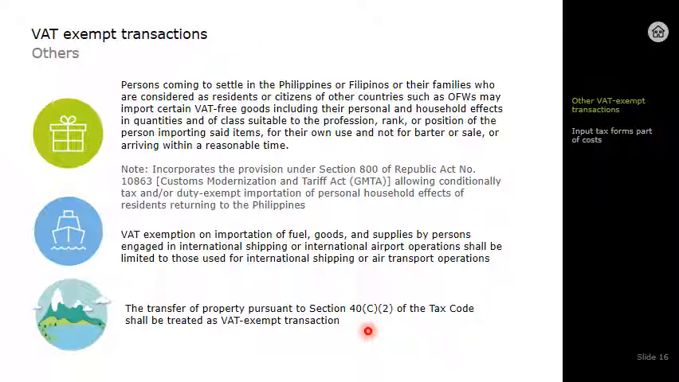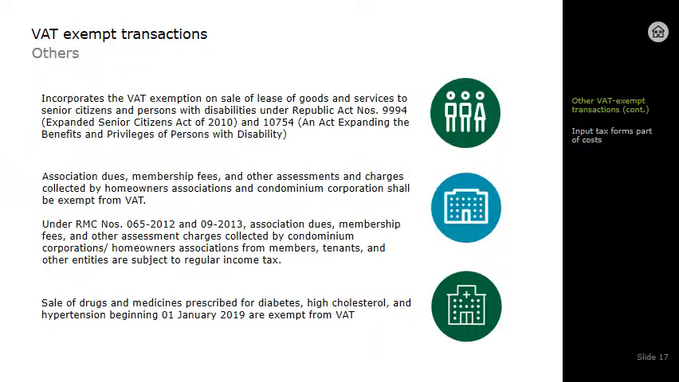Sabi, pag exempt sa income tax, sa capital gains tax, under 40C2, exempt din sa VAT. Ito yung sinasabi. Yan. Okay, bago yan. Bagong exemption yan. Introduced by the TRAIN law. Yan. Okay. Ano pa? Marami pang ibang exempt. Ito, nilagay din sa Section 109 yung exemption ng sale or lease of goods and services to senior citizen and person with disability.